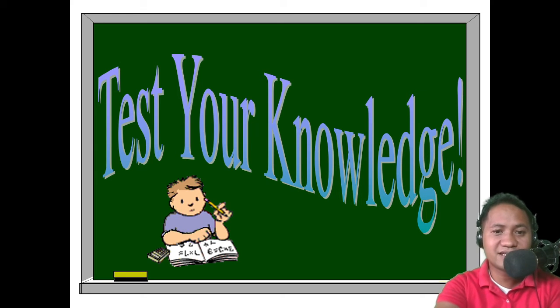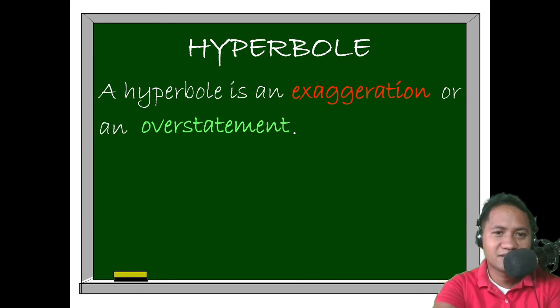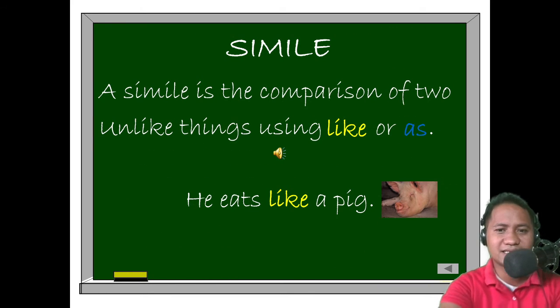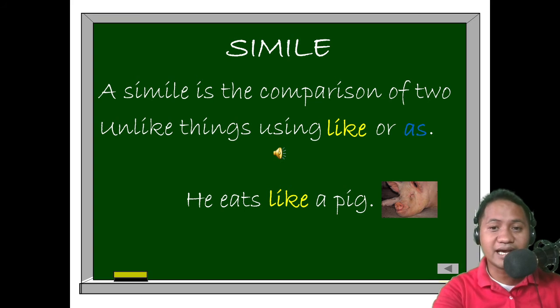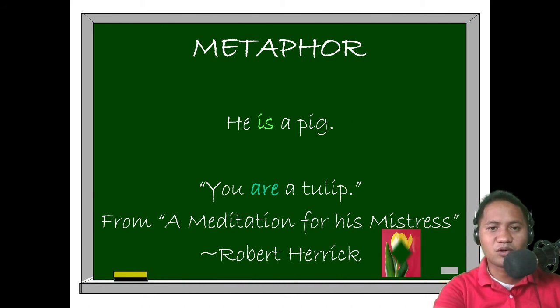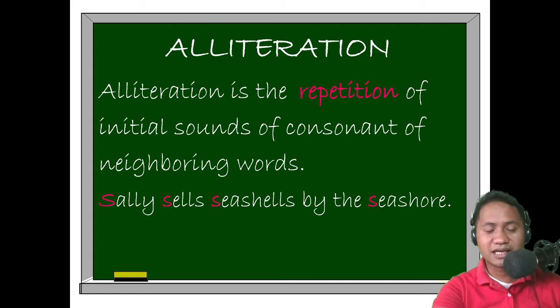Now, before we test your knowledge, ato sang balikan gamay ang ato ang mga figures of speech para nga itong ma-master. Simile, using like or as. Metaphor, without the use of like or as, but to be, is, are, was, where ang gigamit. Anang metaphor, direct comparison. Alliteration, ang atong keyword diha, repetition of the initial sounds, ang pinakauna nga sounds na consonants. S, S, S, S.